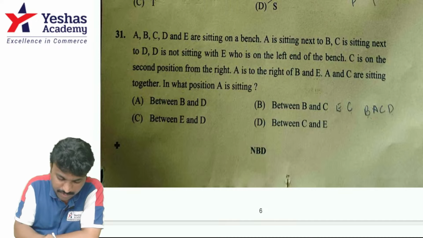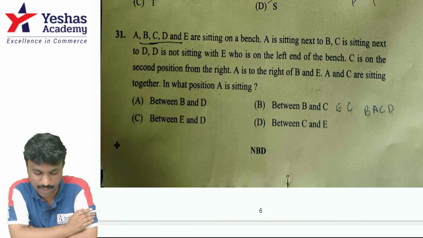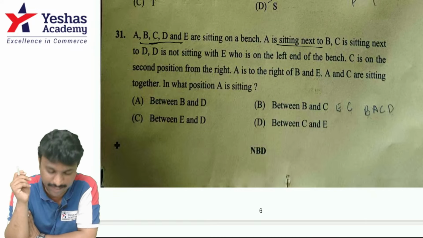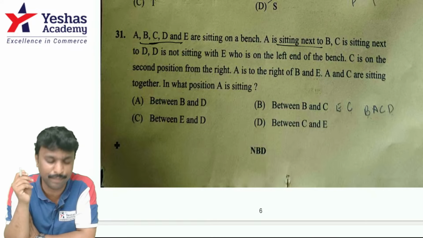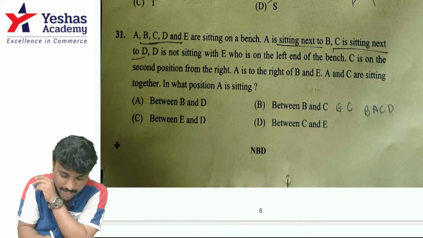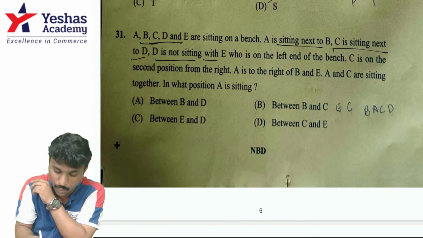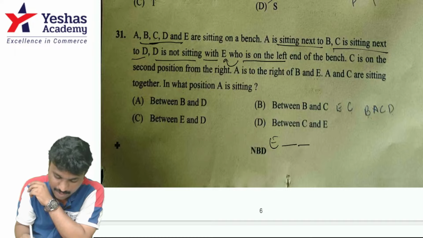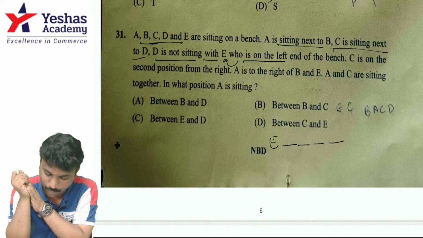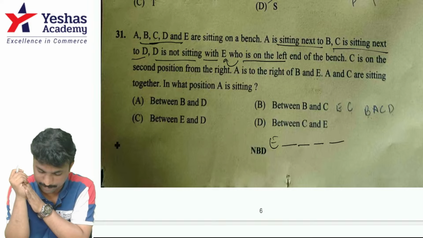Question number 31. A, B, C, D, and E are sitting on a bench. A is sitting next to B. Is it a sure statement? It's not a sure statement. Next to B could be immediate left or immediate right. C is sitting next to D. Immediate left or immediate right? We are not sure. D is not sitting with E. Who is on the left end? Who refers to the second person? E is on the left end. That means four persons are to the right of E. All right. Now, with respect to E, what statement have they made?